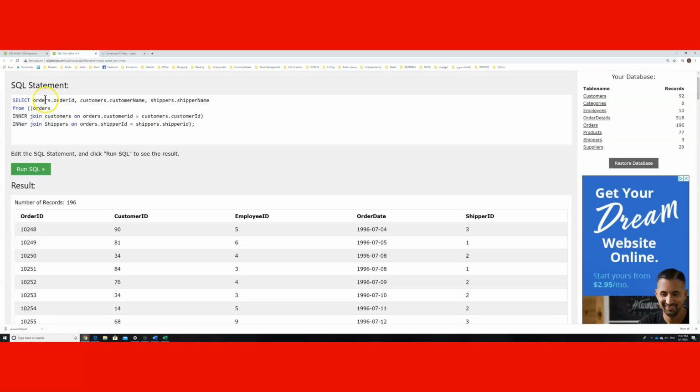Take a look at this. I'm asking for the order ID from the orders table and customer name from the customers table, and I'm asking for shipper name from the shippers table, and they are joined together in the junction table orders. Now we have inner joins between customers and orders. The common field between them is actually the customer ID, that comes directly from the junction table. It must be in the junction table because it has to be a foreign key there. And also it's coming from the shipper ID in the orders table, which is a foreign key as well.